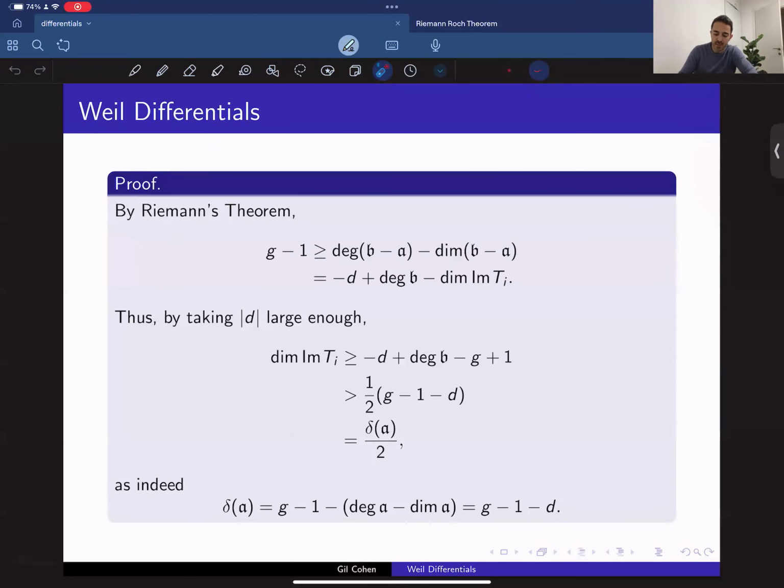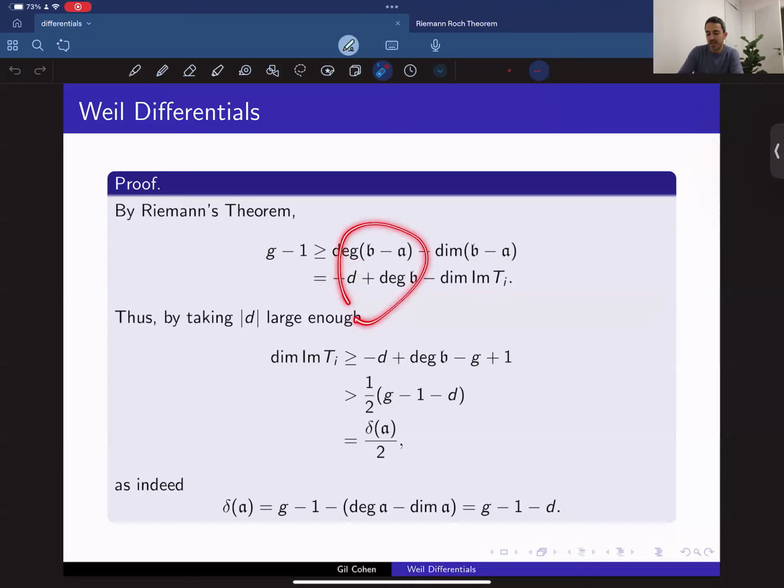Now, by Riemann's theorem, we know that if you look at this inequality, the degree of the divisor B minus A minus its dimension, as for any divisor, is at most the genus minus 1. That's Riemann's theorem. And just listing what we have, the degree of B minus A is just the degree of B minus the degree of A, so that's B minus D here. And recall, minus D is actually a large number, because D is a small negative number. So it's a negative number that's large in absolute value. So you can think of it as the absolute value of D if you want, same thing.